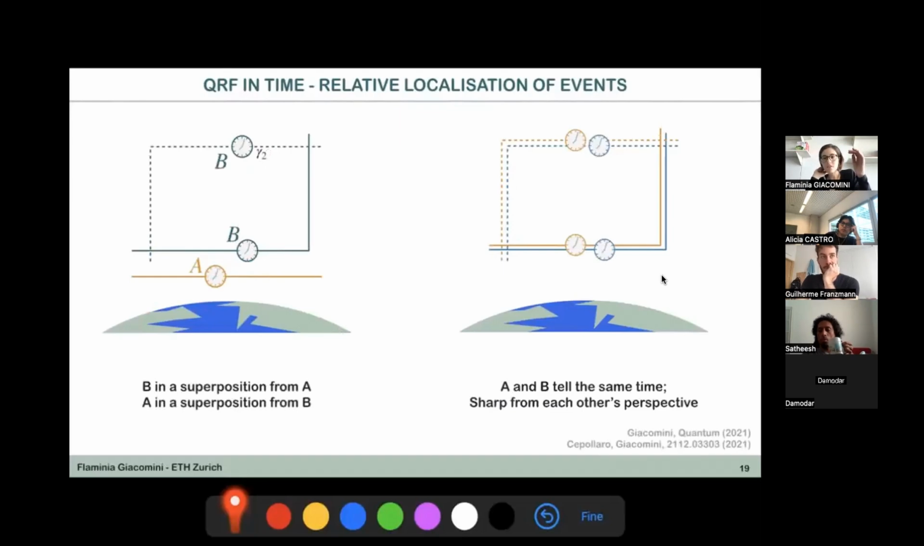So we have a similar relative localization of events as for the interacting clocks, but in this case, we take a different formulation where we also take into account the dispersion in space, so the quantum state of the clocks in space-time.